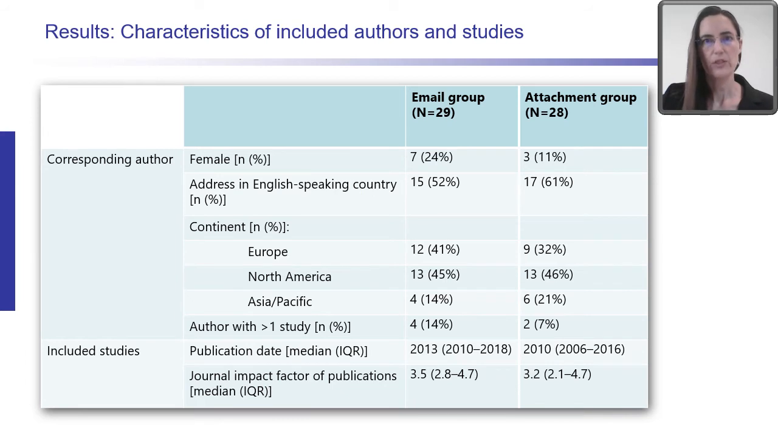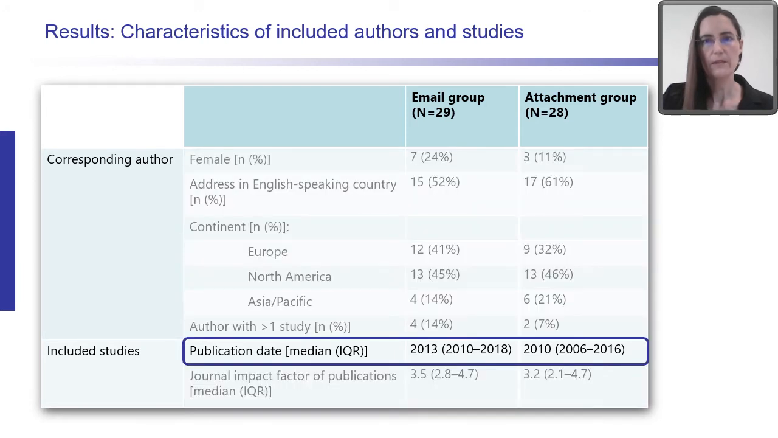After randomization, the groups were reasonably balanced in terms of characteristics of the corresponding author and characteristics of included studies. Because we did observe a slight imbalance in publication dates, which, as I said before, can influence response rates, we later took a closer look at what effect this may have had on the results as a post-hoc analysis.